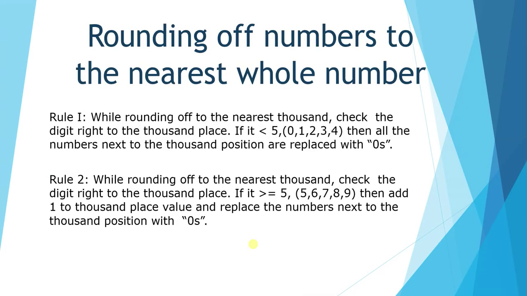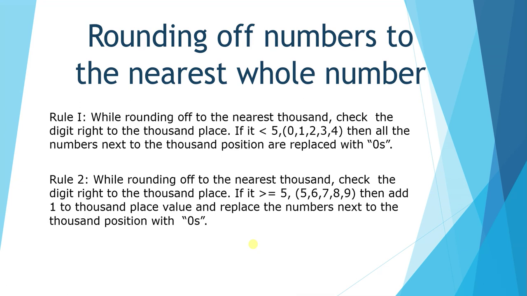So rounding of numbers has two rules. I'll suggest that you write these rules somewhere and then use them. As you use them, you become conversant with them, and then you can throw them away. So for the meantime, if it's very tricky doing these things, write down the rules somewhere. So rule number 1 says that while rounding off numbers to the nearest 1,000, for example, check the digit to the right of the 1,000 place, and if it is less than 5, that is if it's either 0, 1, 2, 3, or 4, then all the numbers next to the 1,000 position are replaced with zeros. We'll try to use these rules in our next slide.